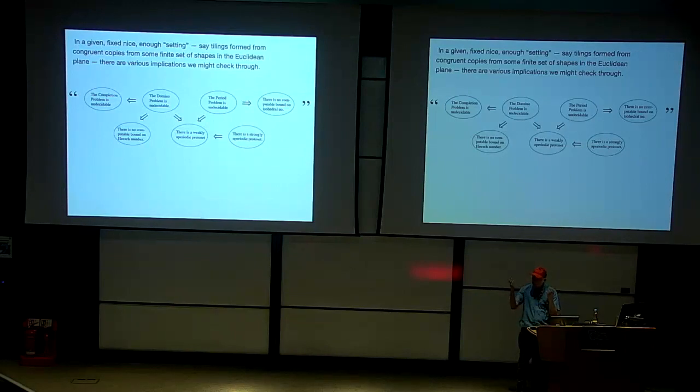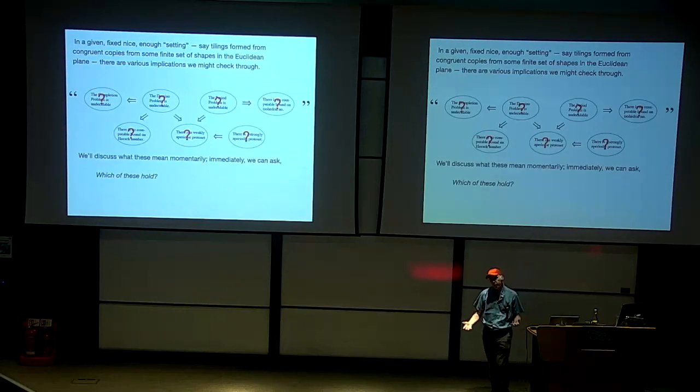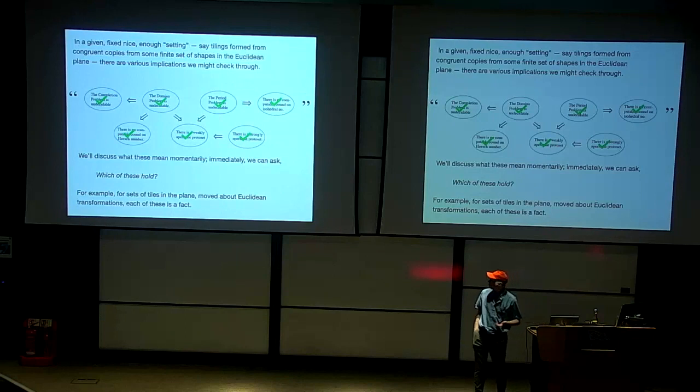And shapes with no markings, perhaps that's another thing that we might specify in a setting. But whatever setting we mean, if it's nice in some sense, which further has to be described, then we have this collection of implications, which I'm going to describe a little bit today. There's no real need to go into what these are at the moment. But in any setting, what we might ask is, which of these hold? For example, in sets of tiles in the Euclidean plane, just moved around by Euclidean transformations, each of these is a fact. That's the kind of thing we're talking about.